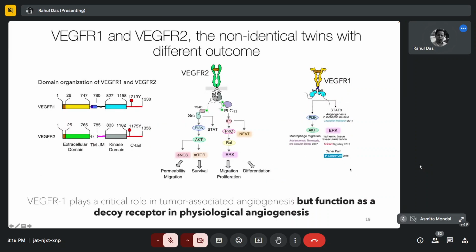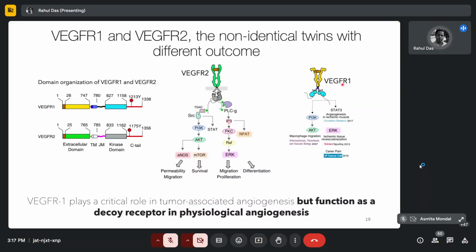All right. So what we do in our lab, we actually look into various VEGFR receptors. These are called VEGFR1 and VEGFR2. And this VEGFR1 has a very distinct signaling pathway compared to VEGFR2. And you can see that the main receptor that controls angiogenesis in our body is actually VEGFR2.